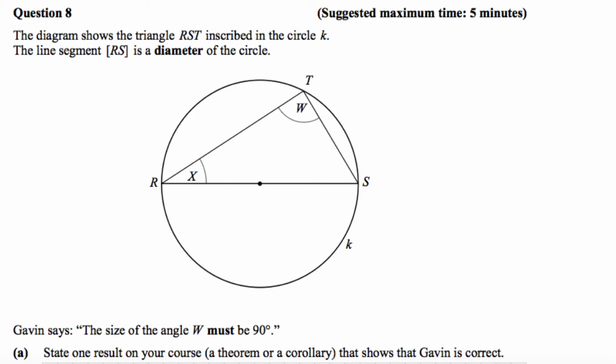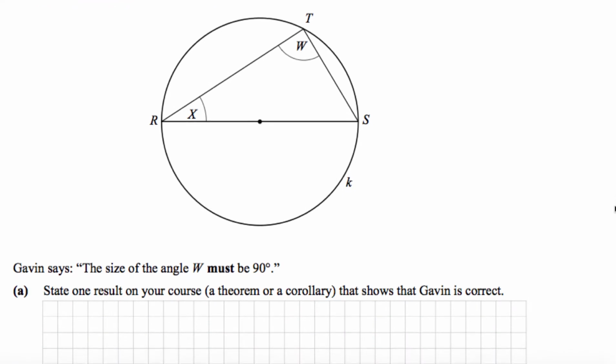So this is the 2015 Junior Cert Higher Level Paper 2, and we're looking at question number 8. The diagram shows the triangle RST inscribed in the circle K. The line segment RS is the diameter of the circle. So we can see the circle K here, and the line segment RS going across the circle through the center, i.e. the diameter. Gavin says the size of the angle W must be 90 degrees. So this angle here, W, must be 90.